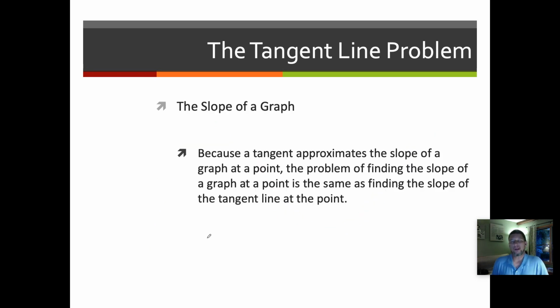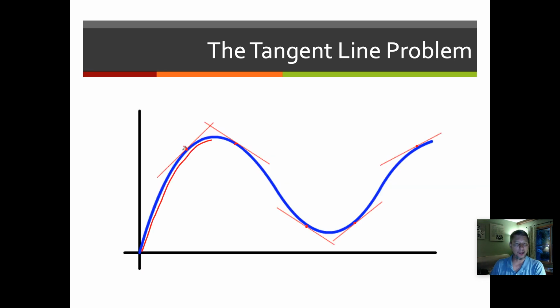So this allows us to think about what the slope of a graph, especially a curved graph, is at any given point. Because the tangent approximates the slope of a graph at a point, the problem of finding the slope of a graph at a point is simply the same as finding the slope of the tangent line at that point.